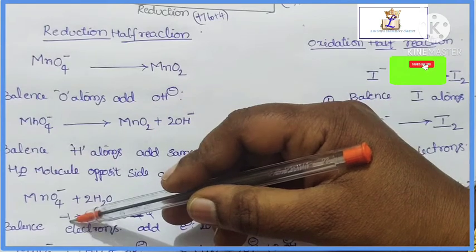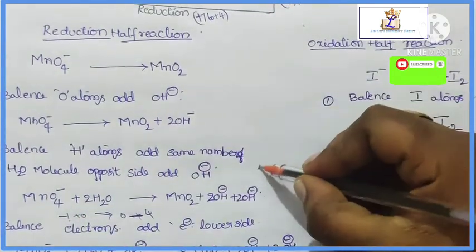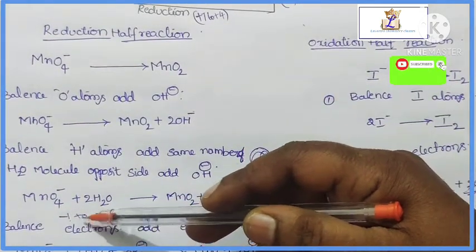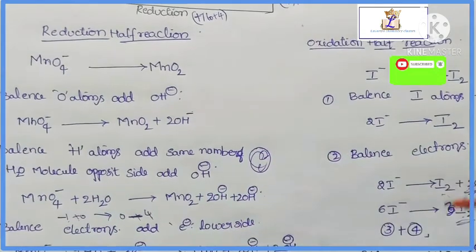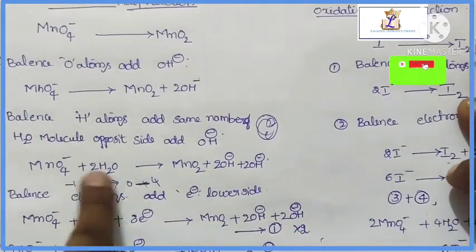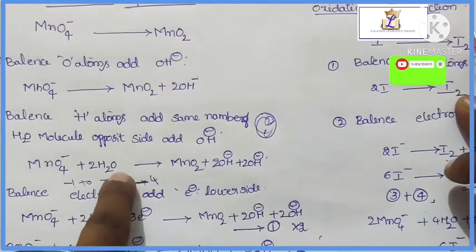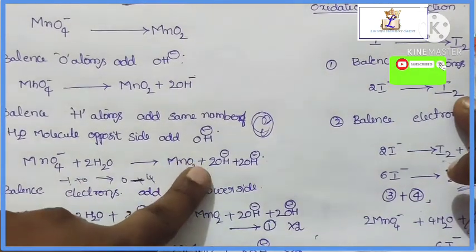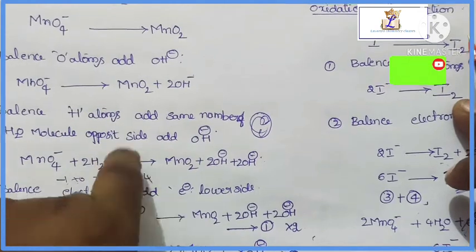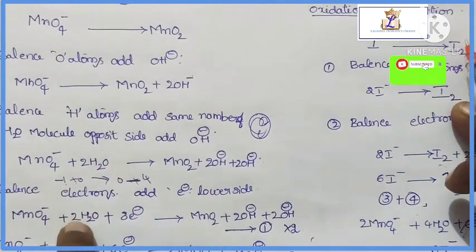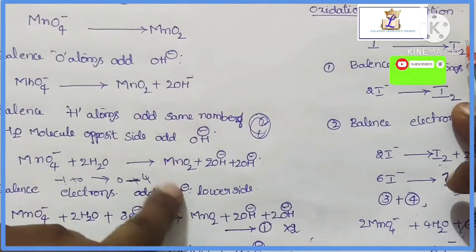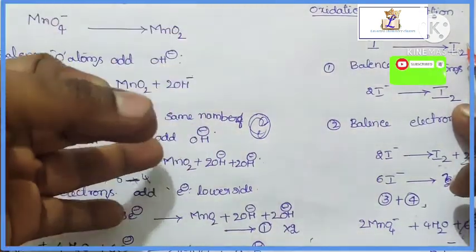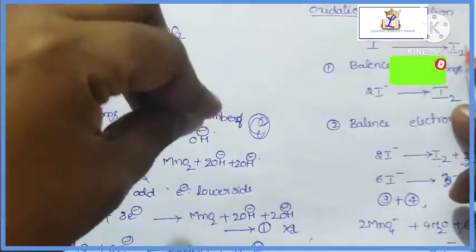The charges can be balanced by using electrons. On the side with less negative charge, we add electrons like this. We add electrons to MnO4 minus and 2H2O. On this side we add 3 electrons because on this side the charge is only -1, and on the other side the charge is -4. That's why we add 3 electrons to this side. MnO4 minus plus 2H2O plus 3 electrons gives MnO2 plus 2OH minus. So now the atoms, hydrogen atoms, oxygen atoms and charges, these 4 are balanced.